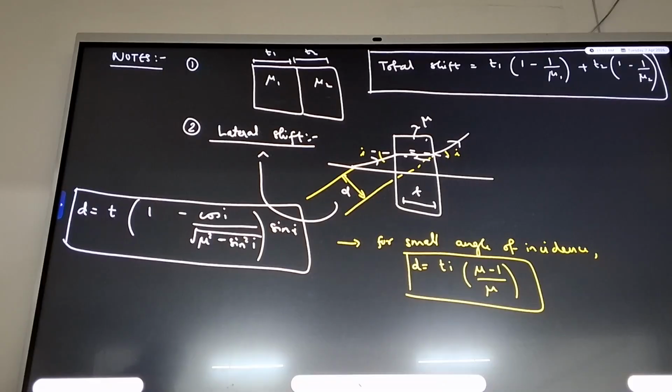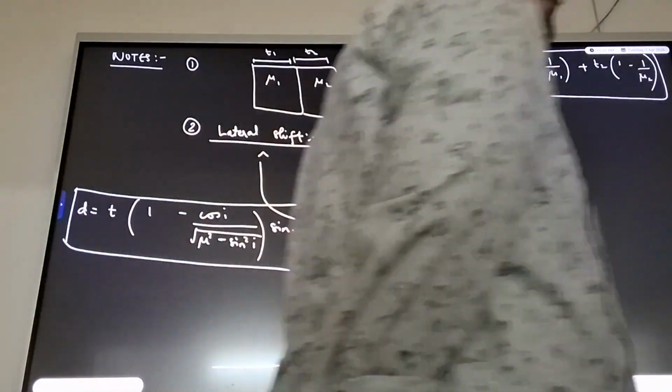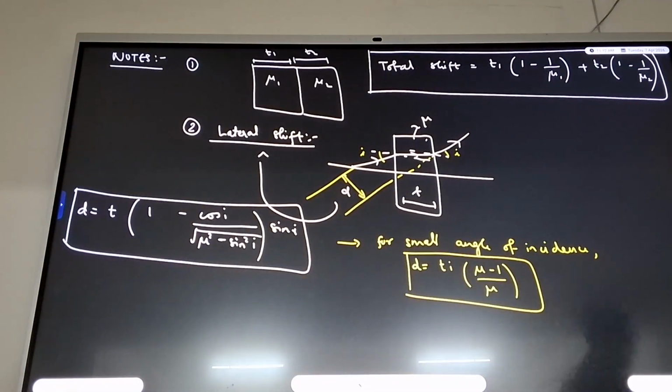Anyways, now that I have presented the whole thing, you can start with the sheet. The first question, try the first question. This is very, very interesting. I will start at 11:15.